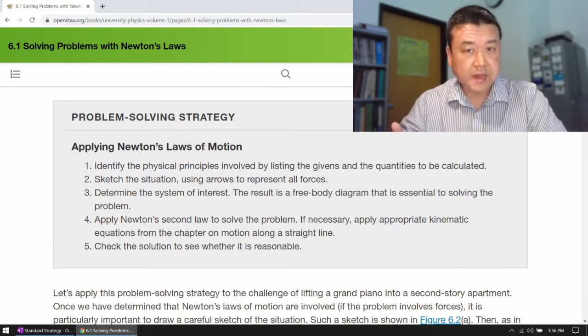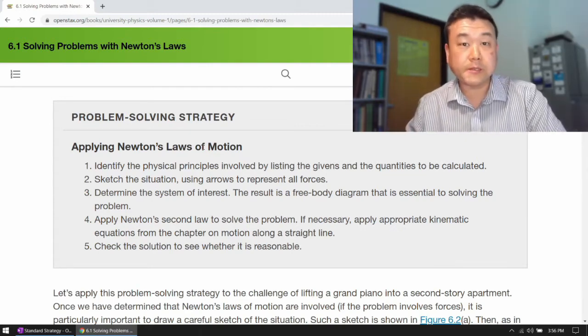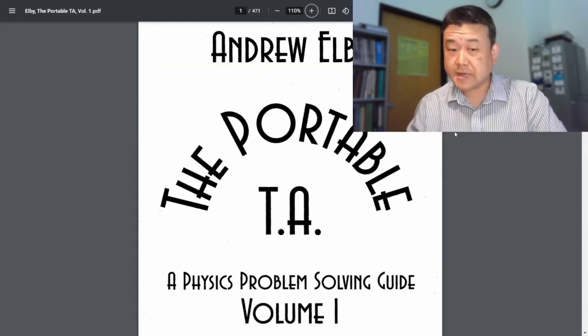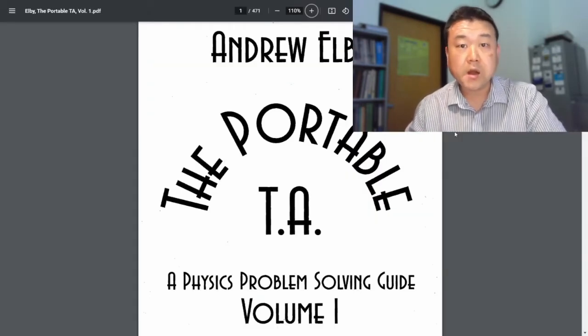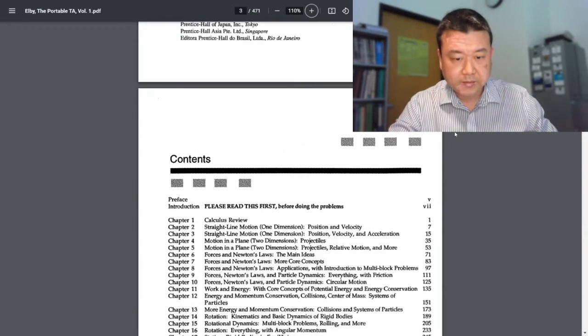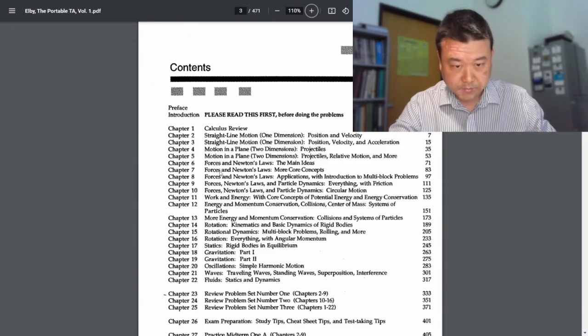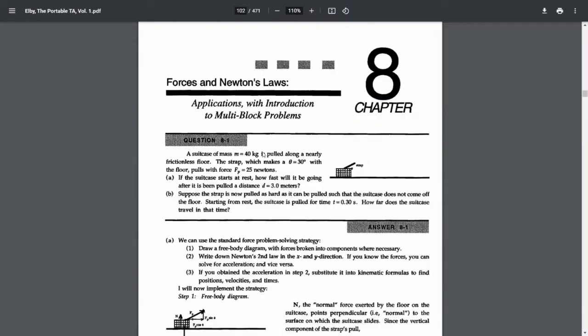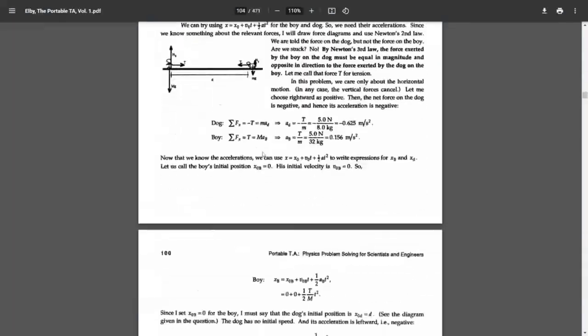And since in this class, we are using the Portable TA rather extensively, let me point out the parts of the Portable TA that relate to situations that deal with forces. I believe it's introduced in question 8-6. So let me get to chapter 8. Here's chapter 8, 8-6.